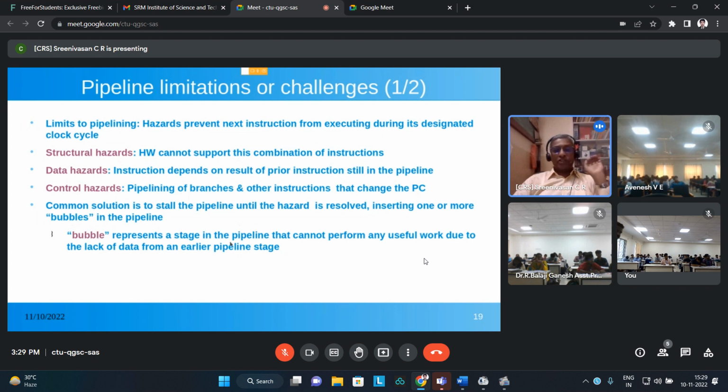It represents a stage in a pipeline that cannot perform any useful work because there is no data available, or the earlier pipeline stage has stalled, or it is not able to process, the register is not able to be accessed, memory is not readable or writable, etc. So then we call that a bubble.